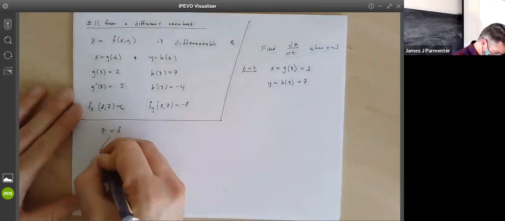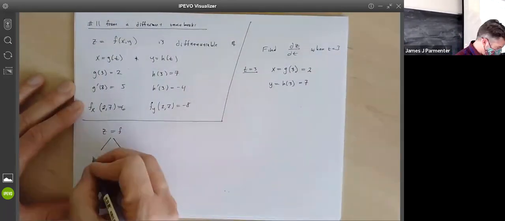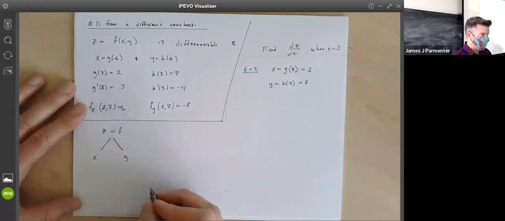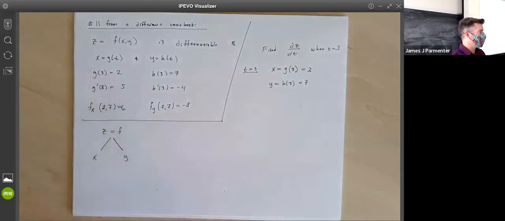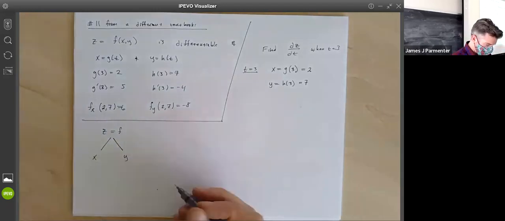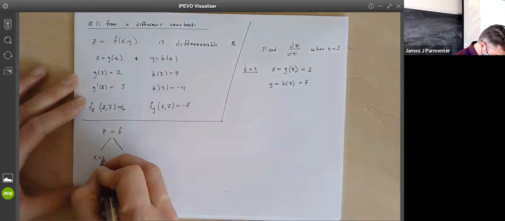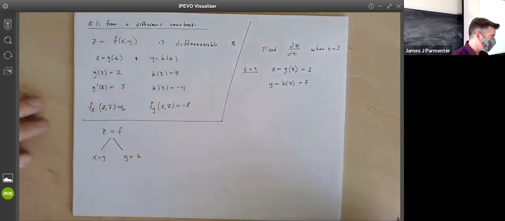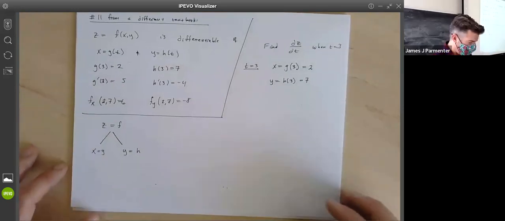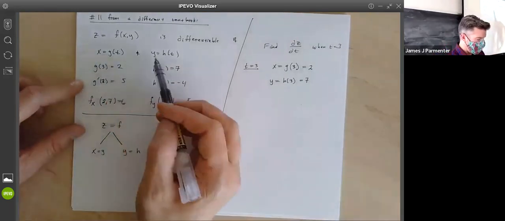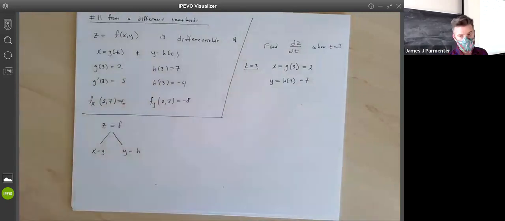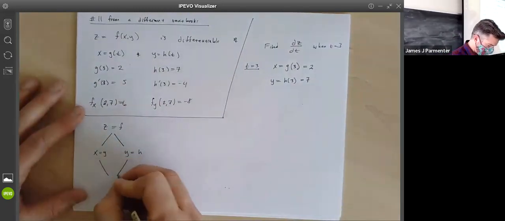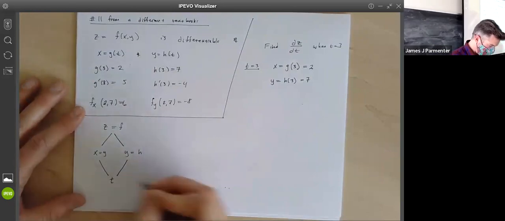Then z slash f, which are the same thing, depends on x and y. x is also secretly called g. y is also secretly called h. Not really a secret. We know that x is g of t and y is h of t, as told to us in the problem. And then x and y, also known as g and h, both depend on t.